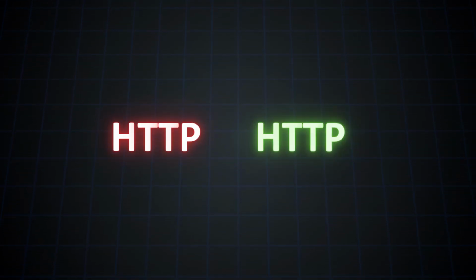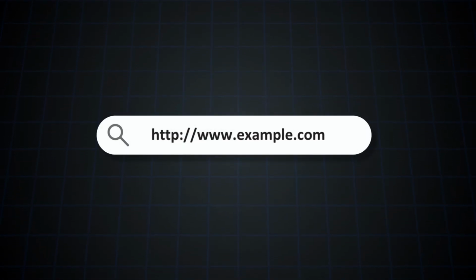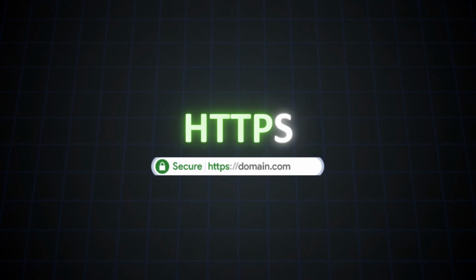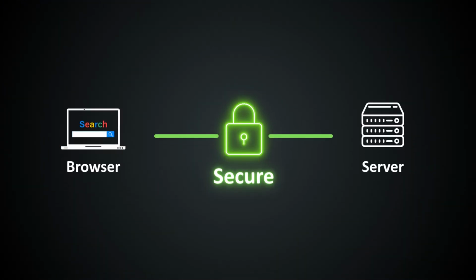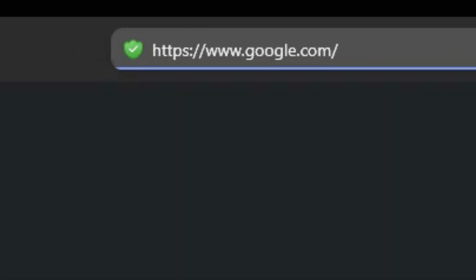HTTP and HTTPS. HTTP is the protocol your browser uses to request and load websites. When you type something into the address bar, your browser sends an HTTP request as a packet to the server. HTTPS is the secure version. It encrypts that packet, so only the site you're talking to can read it.